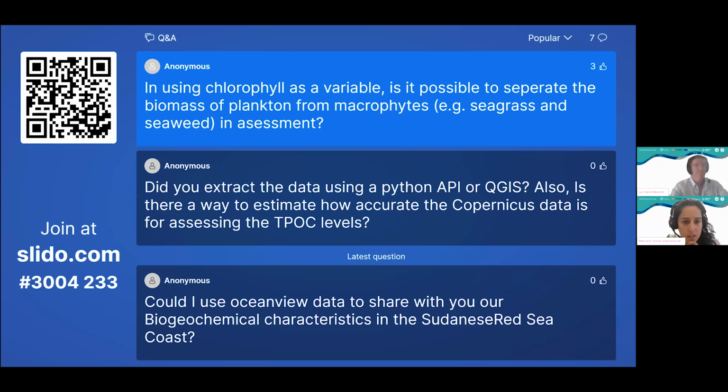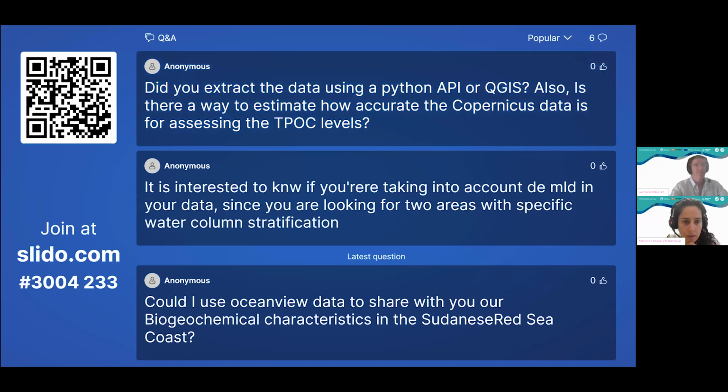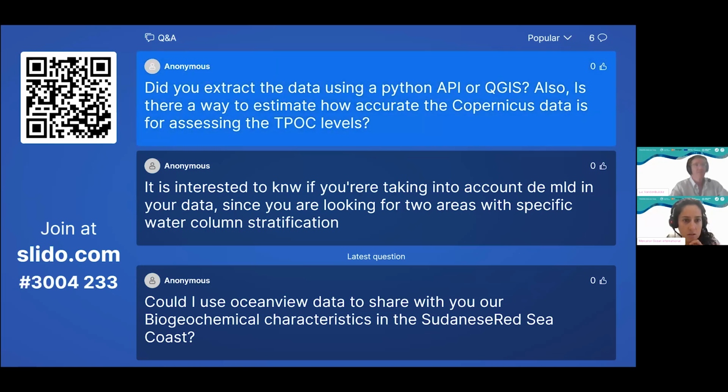I'm not sure if this question is still for Andrea or if it is for you. Did you extract the data using a Python API or QGIS? Also, is there a way to estimate how accurate the Copernicus data is for assessing the total POC levels? Does this make any sense to you, or is it maybe a question for Andrea? Given the last part of the question is about POC, it's probably not for me. Okay, Andrea, if you're there and if you want to answer.